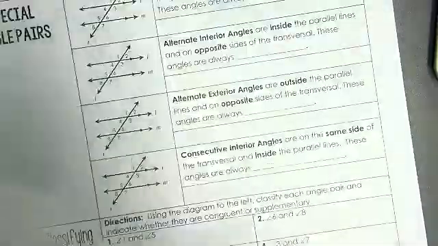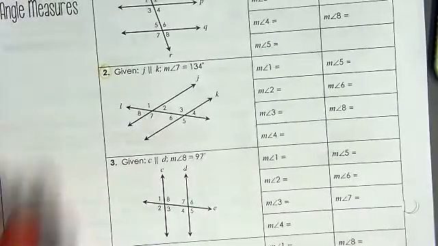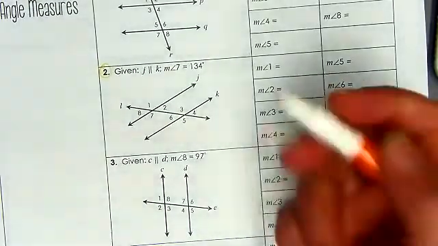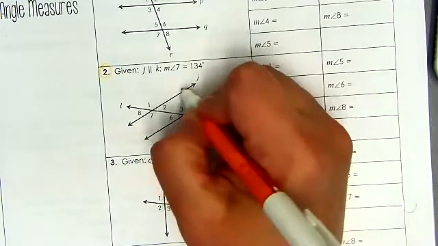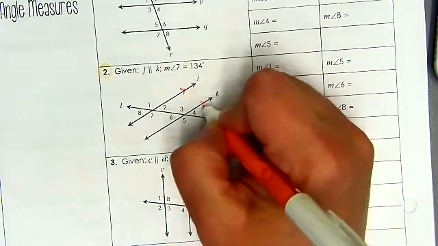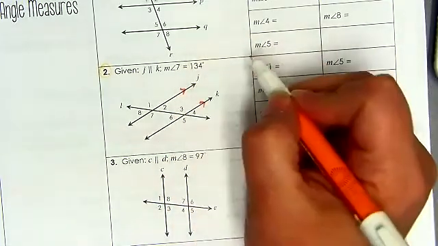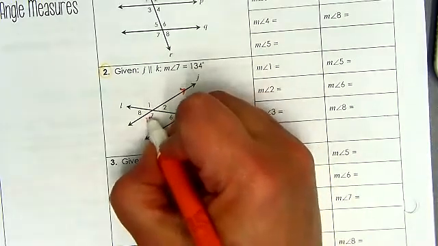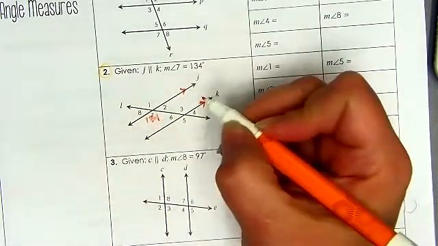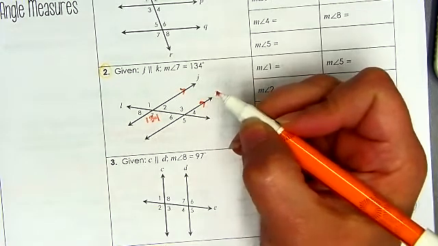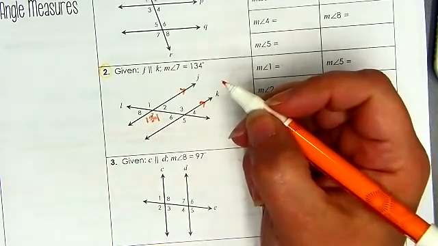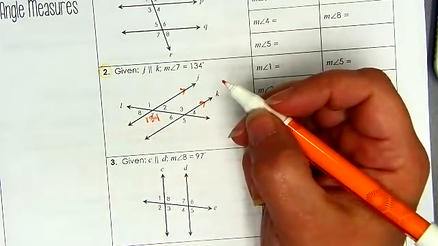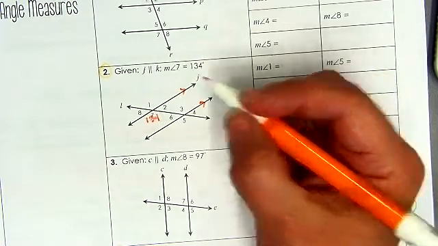Oops, the back of the page. Here we go. For number 2. All right, these two, J and K, are parallel, so I'm going to put my little arrows to show that they're parallel. Measure of angle 7 is 134. So 134 right here. Okay, well, I'm going to remember some angle relationships right now from a video before.